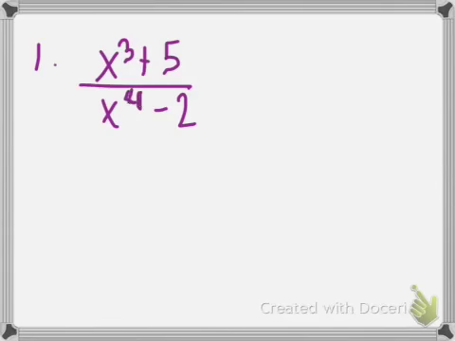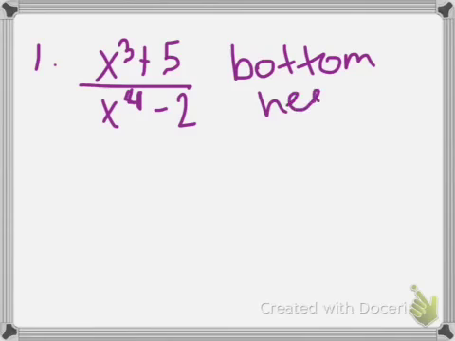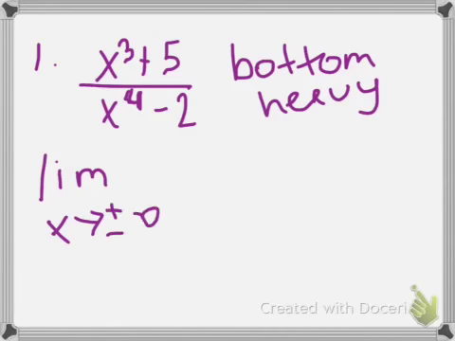Okay? If the bottom is bigger, we call that bottom heavy. And the way I remember the limit on this is bottom heavy has 2 zeros in it, basically, 2 O's, double zeros. So the limit as x approaches positive or negative infinity of f of x is 0. So that's the first rule. If it's bottom heavy, the limit as x approaches positive or negative infinity is 0.